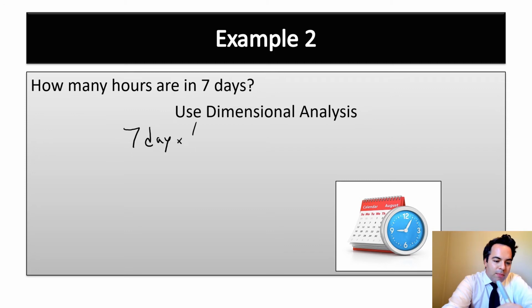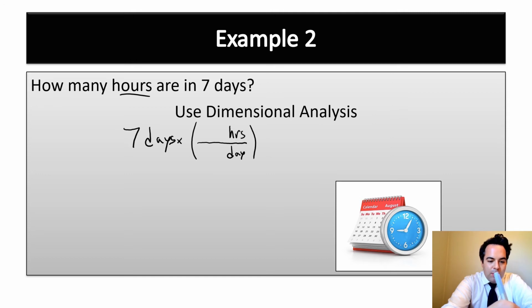Then you multiply by some parentheses. You write a line in the middle. And now we have days in the numerator. We write days in the denominator so that they cancel out. And we want to convert into hours, so we write that where there's a blank space.